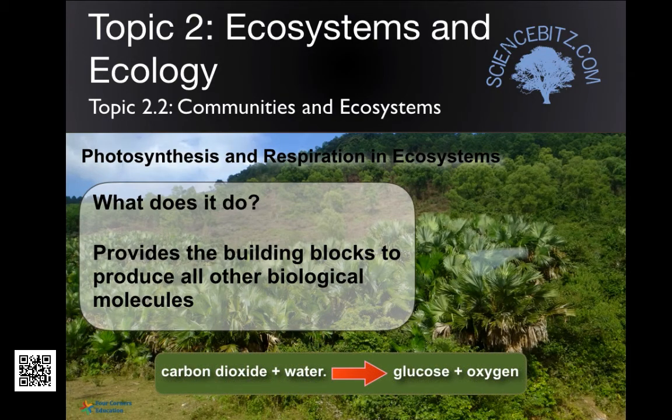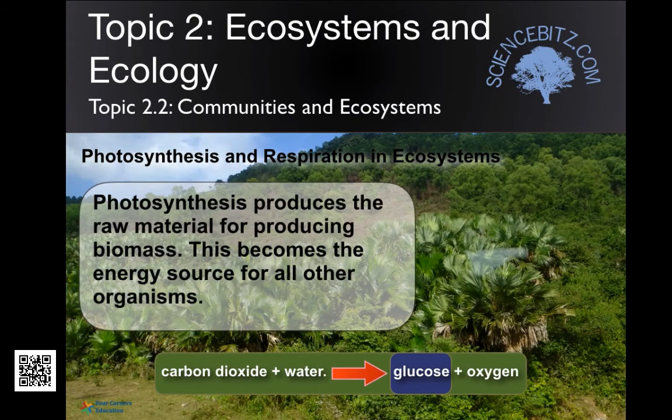Inside this, again, we've got the basic diagram. Carbon dioxide plus water gets transformed into glucose and oxygen. And in terms of biological molecules, it's the glucose that's important. We can summarize this: photosynthesis produces raw materials for producing biomass, and this becomes the energy source for all other organisms. Again, if you think about it, every organism is directly linked back to the first organism that ate plant material, so therefore it's linked back to the energy captured from sunlight during photosynthesis.